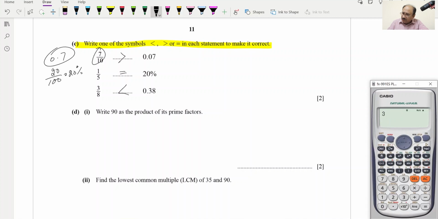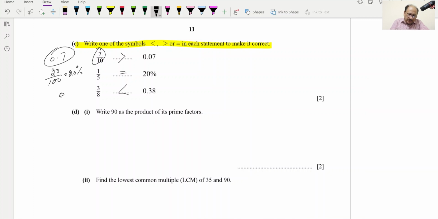3/8 is equal to 0.375 in decimal. So this side is 0.375, and this side is 0.38. So that's why we have written these symbols.